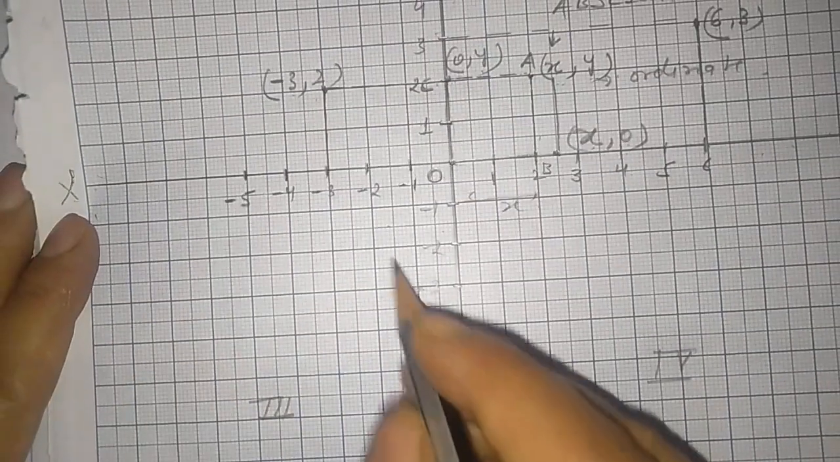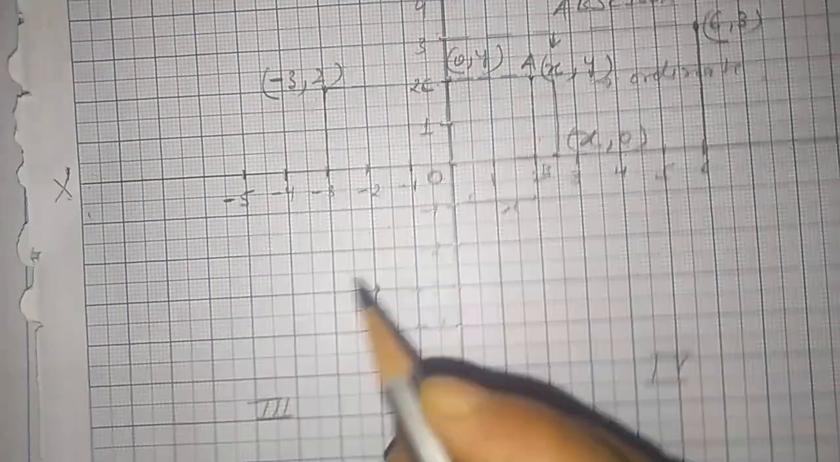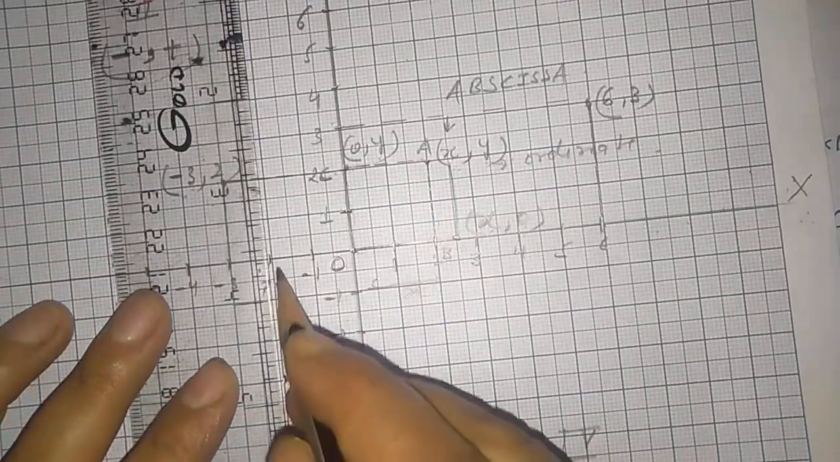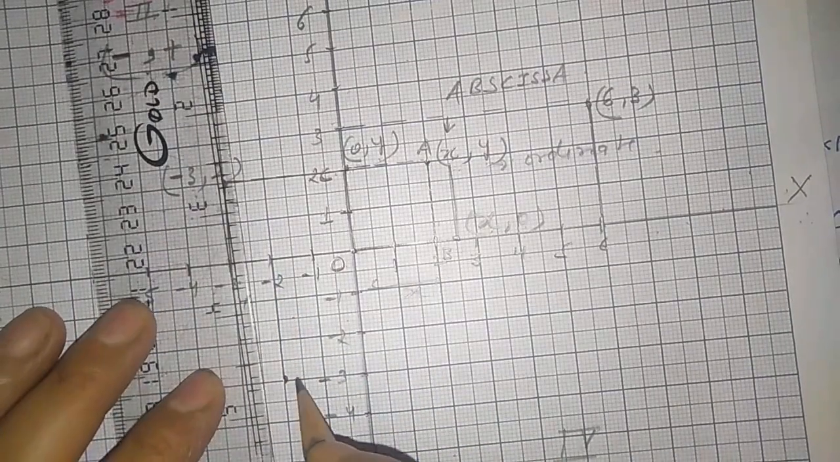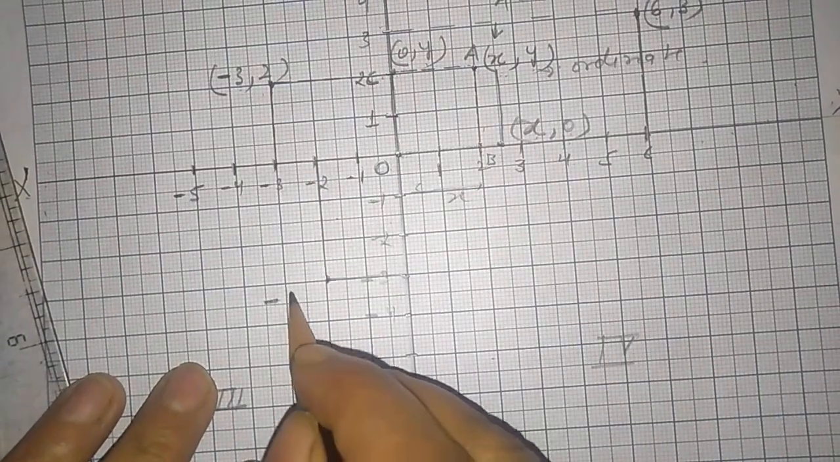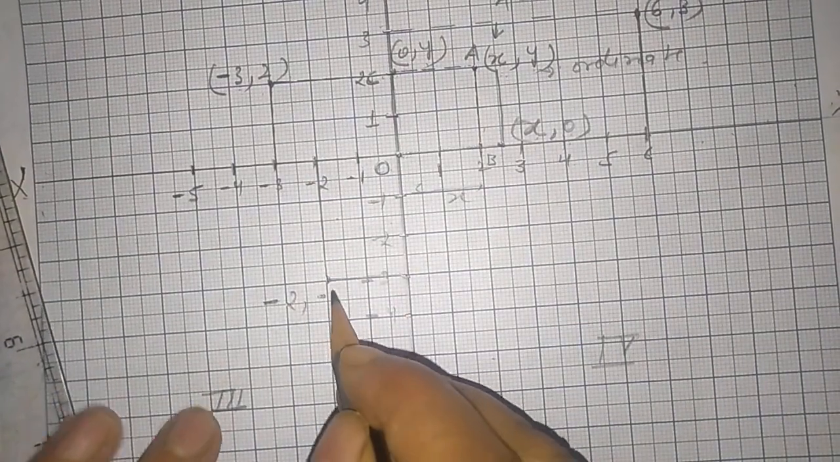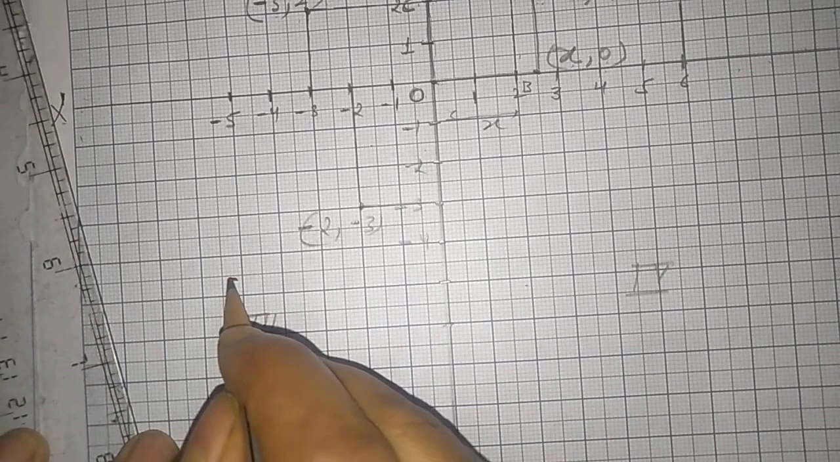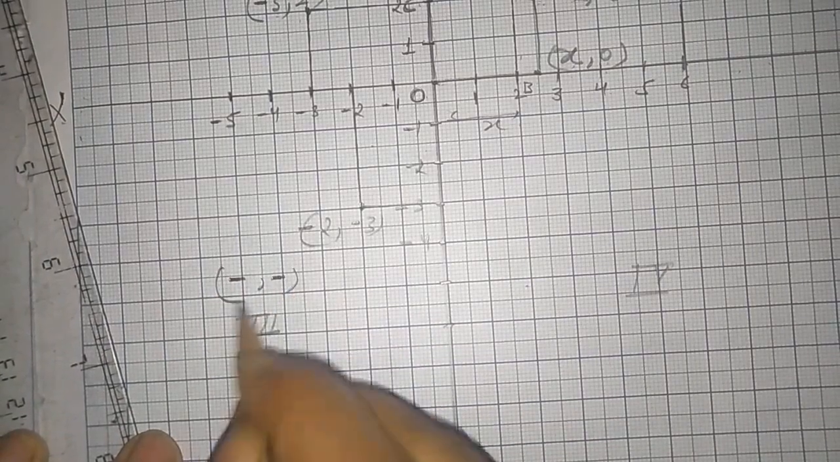Now we have to come to the third quadrant. In the third quadrant, suppose we have this point. Again we draw the perpendiculars on the x-axis and on the y-axis. So this point is -2 and -3. Both are negative. So x negative, y also negative.